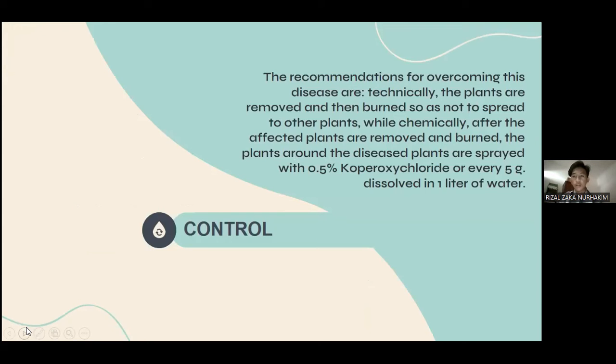Control. The recommendations for overcoming this disease are technically that the plants are removed and then burned so as not to spread to other plants. Chemically, after the affected plants are removed and burned, the plants around the diseased plant are sprayed with 0.5% copper oxychloride, or 5 grams dissolved in 1 liter of water.